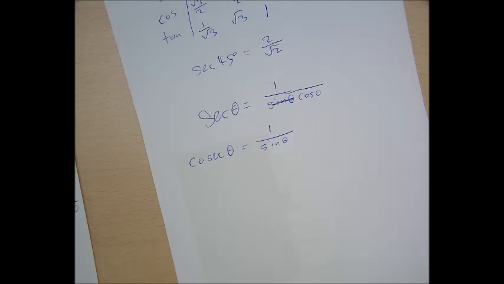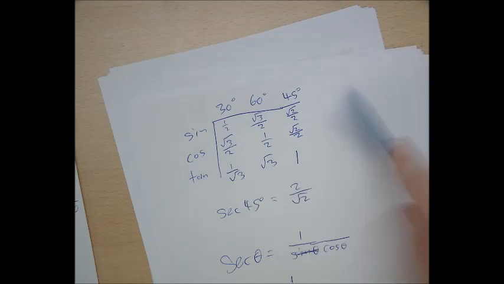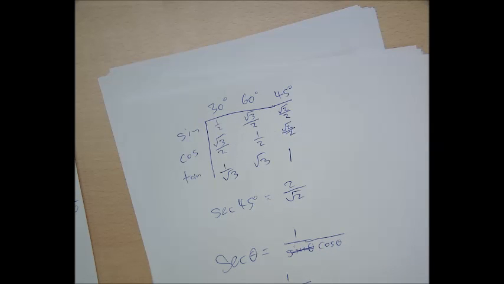Triangles? What do you mean? The special triangles. The special triangles are just this. Yeah, if you learn this table off by heart, you don't need the special triangles. You only need the special triangles if you don't know that table off by heart. Right? Anything else?